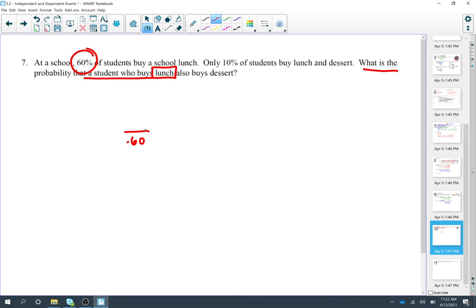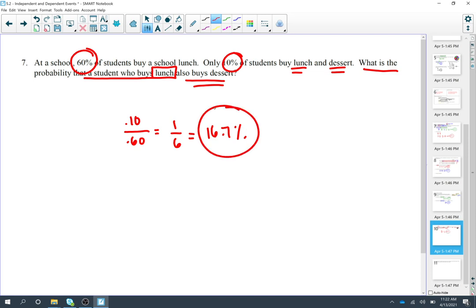Now, given that I'm working with those 60%, what's the probability that they're also going to buy a dessert? Well, 10% who already bought their lunch also buy the dessert, so my numerator is, well, then I'm dealing with that 10% who are also going to buy a dessert. This is going to give me 1/6, which is roughly 16.7% of students who buy lunch are also going to buy a dessert.